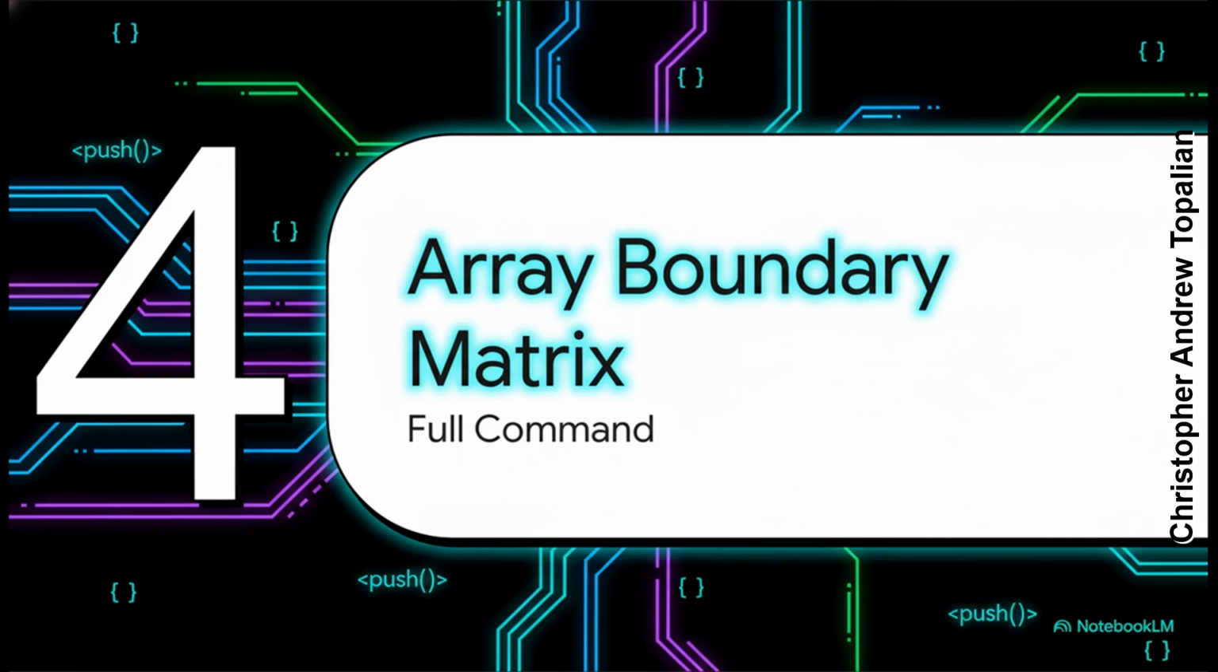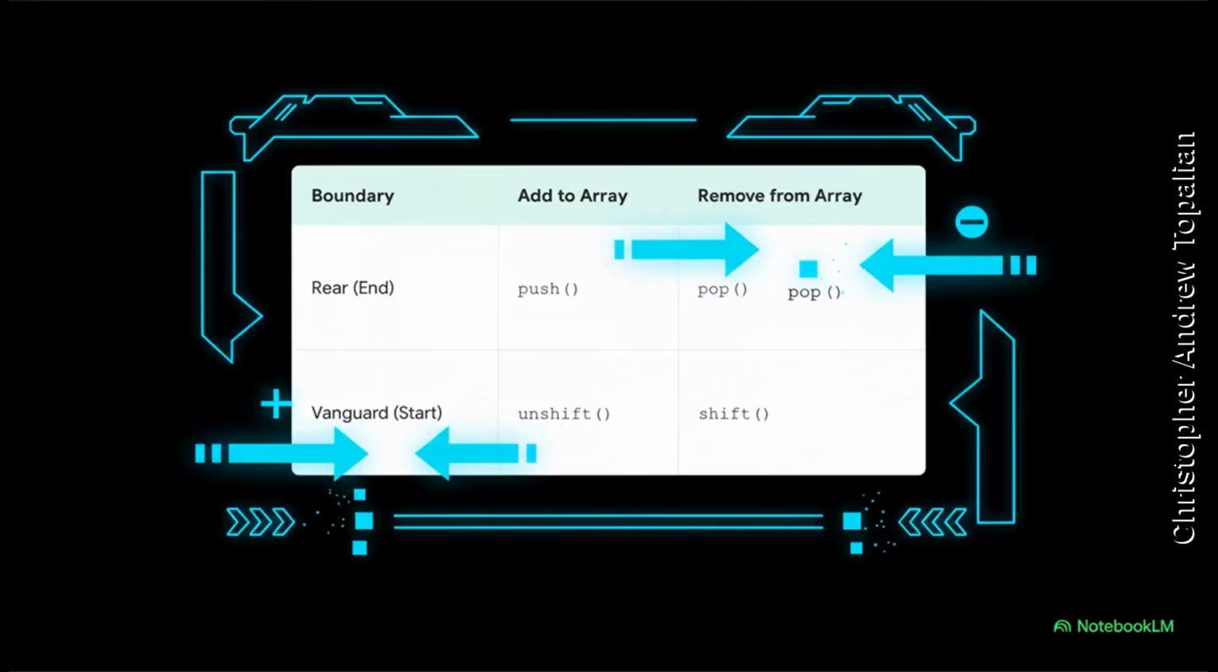If you want full command of your fleet, your formation, you have to master the entire array boundary matrix. This matrix here gives you total control over the edges of your array, the front and the back. So like we just saw, you use push to add to the rear. Its direct opposite is pop, which, you guessed it, removes from the rear. Now, what about the front of the formation, the Vanguard? To add something there, you use unshift, and to remove that lead item, you use shift.